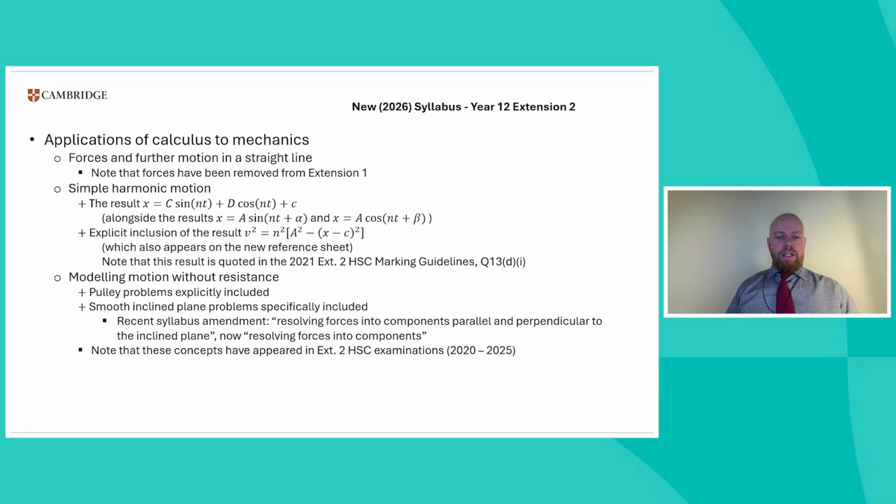There's a question, 13D in the 2021 HSC. My reading of the question is that you're actually meant to derive the results. If you actually open up the HSC marking guidelines, they quote this result for v squared and then sub into it. And I would have thought that that was a big no-no. So I'm very glad that they've included that now and given us some clarity that that's actually fair game to quote that result. Under modeling motions without resistance, pulley problems are specifically included.